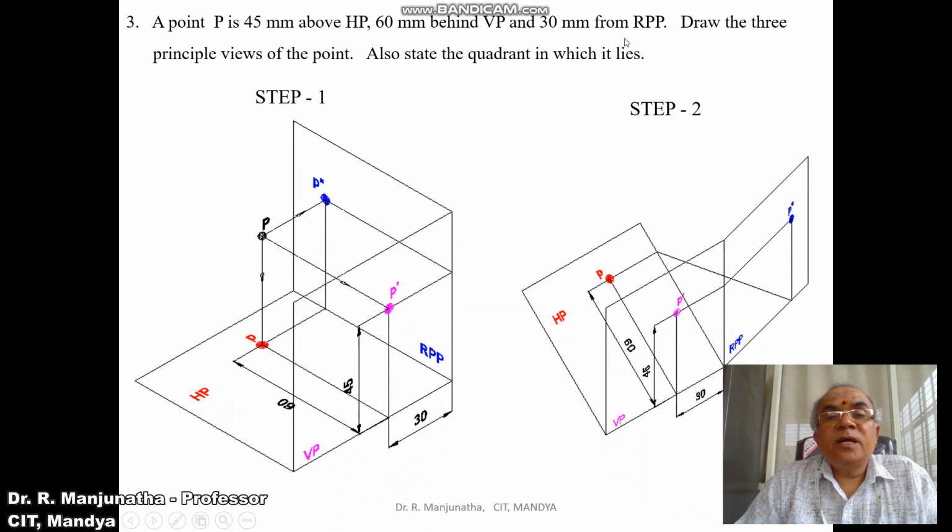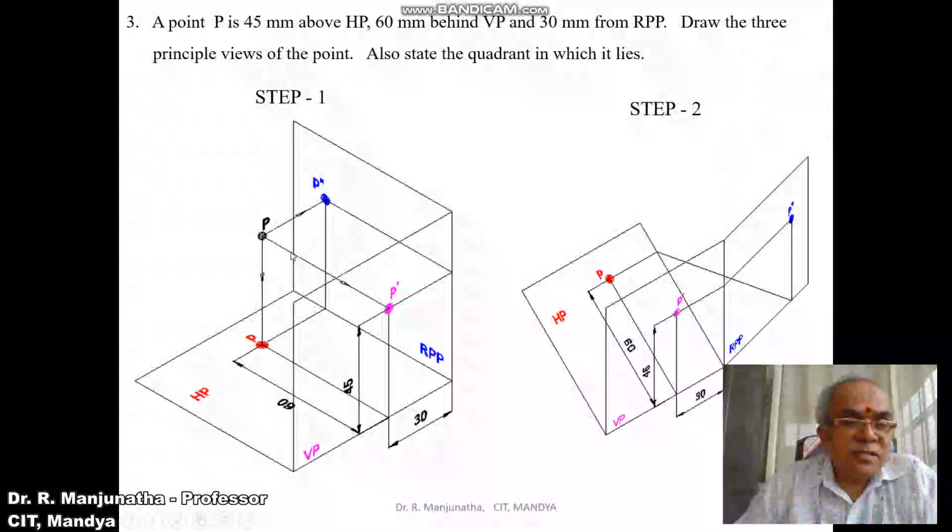So what is the distance behind RPP? It is the distance with respect to the right profile plane. It is going to be 30 mm. So from here to here it is 30. Similarly from here to here it is 30, and similarly from here to here is 30. So this is how we will be able to analyze this problem.